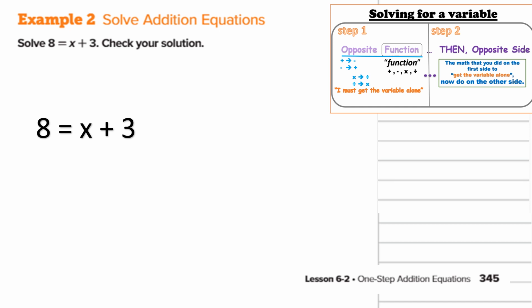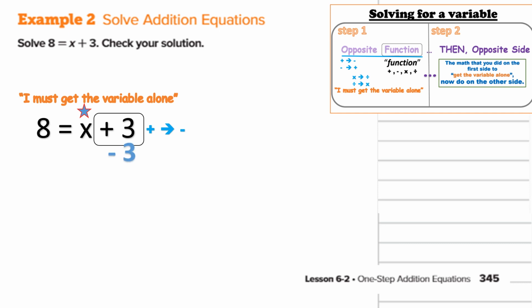So I go back to the first step and I find my variable. Does it matter that it's on the right-hand side of the equal sign? It does not. I just need to get my variable alone. So what am I doing to my variable? I'm adding 3. What is the opposite of adding 3? Well, the inverse function or the opposite function of addition is subtraction. So I need to subtract 3.